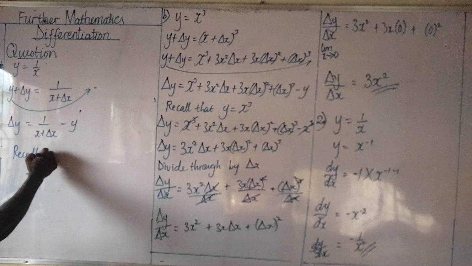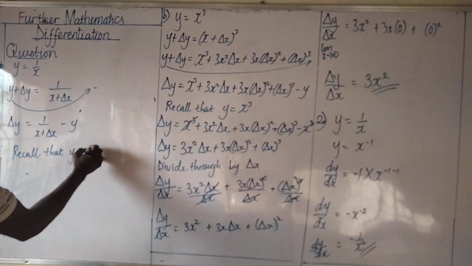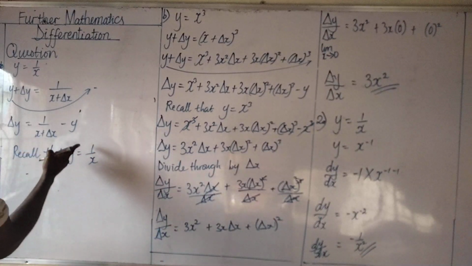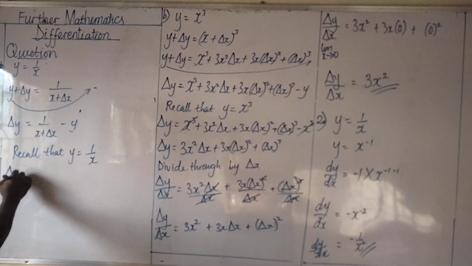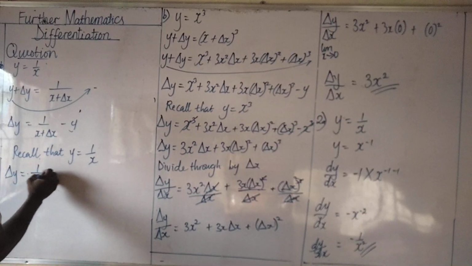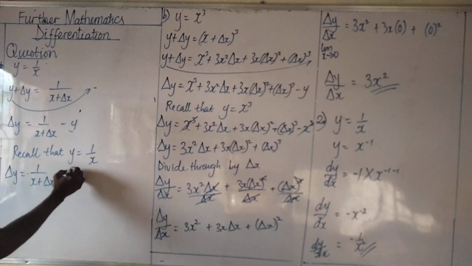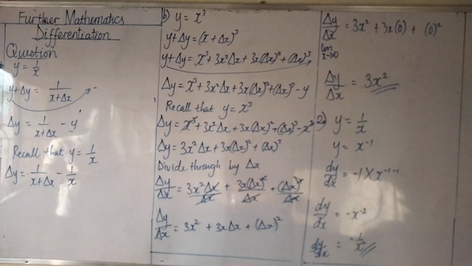Recall that y is equal to 1 over x. So we're going to substitute 1 over x for y here. So rewrite this: changing y equal to 1 over x plus changing x minus 1 over x. So this is where we are.